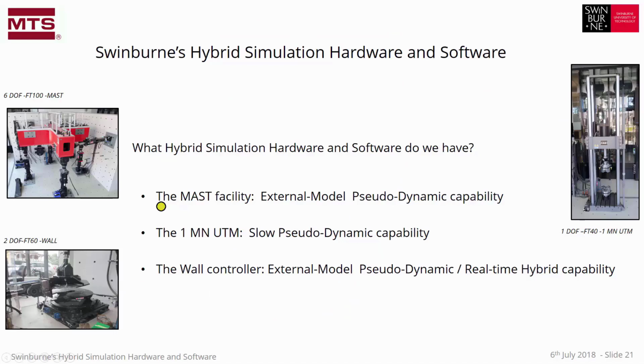So that brings us back to almost the start. You can see we've talked about the hardware and software we have on our MAST facility to support hybrid testing. We've seen that we don't have much experience with our 1 meganewton universal testing machine, but we also have our external model capability and real-time, as well as pseudodynamic hybrid testing capability with our wall controller, which we'll be trying out in future.